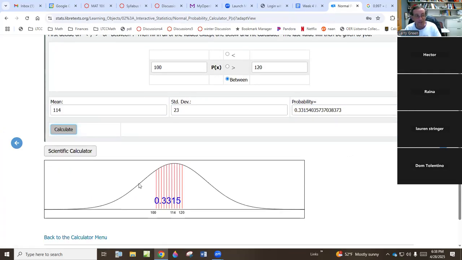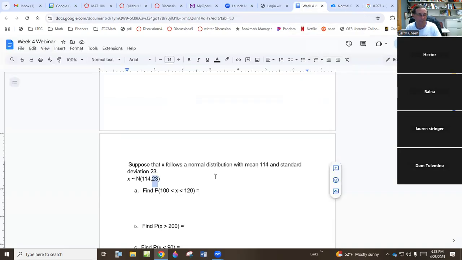It'll even show you the normal curve. Do you see? The mean was 114. That's right in the center. And we have between 100 and 120. And it shades in the area. And there's our probability. Probably a lot more decimals than you'll ever want. Do you agree? So the probability is 0.3315 if you want 4 decimal places. Any questions on how I use a calculator?